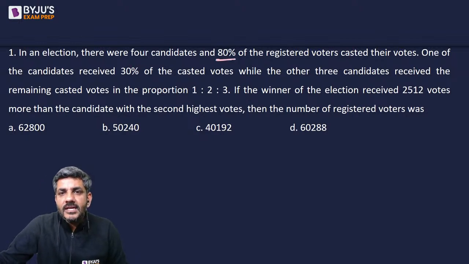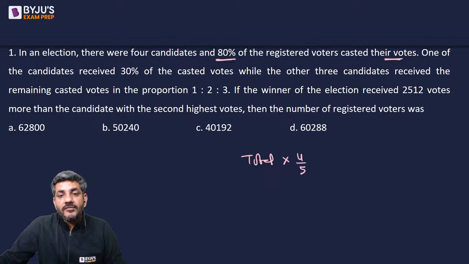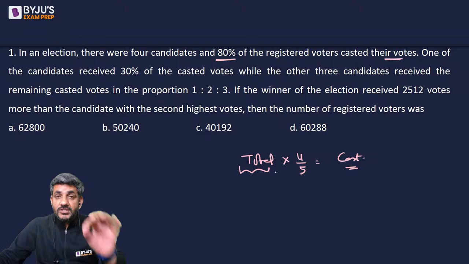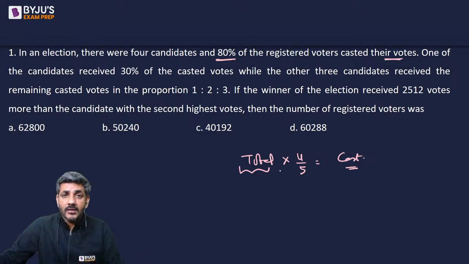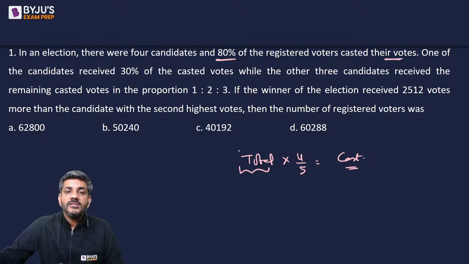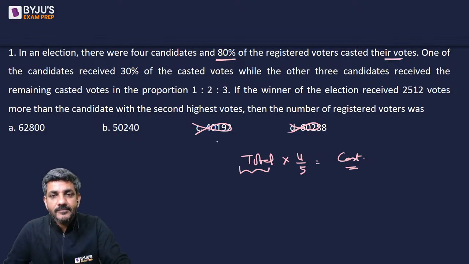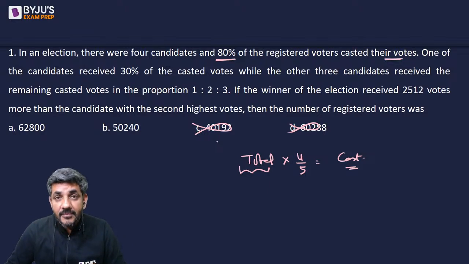The point is 80% of the registered voters casted their vote. So whatever is the total number of votes, 80% means 4 by 5 of them casted their votes. That means the total number of votes is such that 4 by 5 can be taken. Only that can be the number of registered voters. By that logic, C option and D option are gone because these two options are not divisible by 5. इनका 4 by 5 आप करेंगे डेसिमल में आ जाएगा, इसका मतलब ये मैं नहीं ले सकता था. But still there are 2 options whose 4 by 5 can be taken.